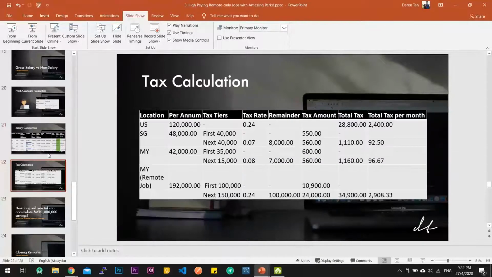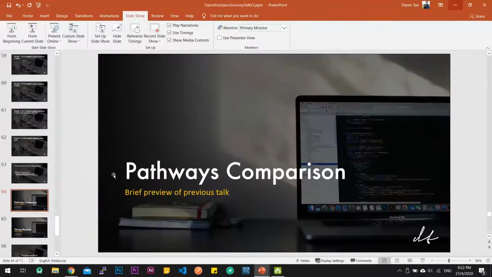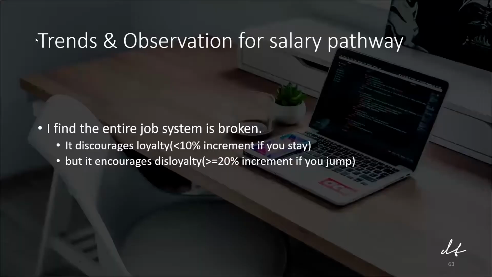Okay, so that's it for this part. So there's a pathway comparison. What I observed is that for the salary pathway, I find the entire job system is just very broken. Because I've shown you examples of real life data that the job system discourages loyalty.